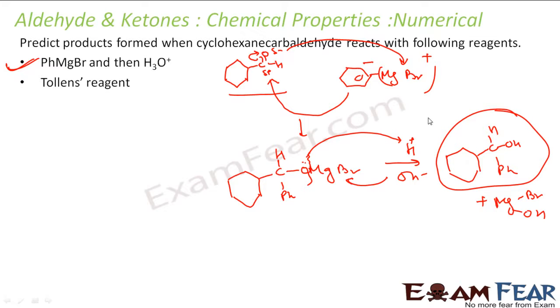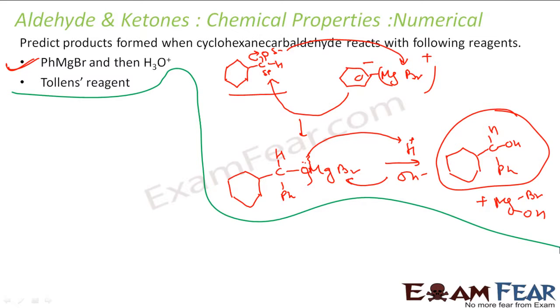This is Tollens reagent. So we know that Tollens reagent reacts with aromatic aldehydes, right? Anyway, this is not an aromatic aldehyde. So I have this aldehyde. The moment I react it with Tollens reagent, it will give silver, and it will oxidize this to acid, right? So let me write this. I have this 2Ag(NH3)2 with a plus sign, and this happens in the basic medium, right?